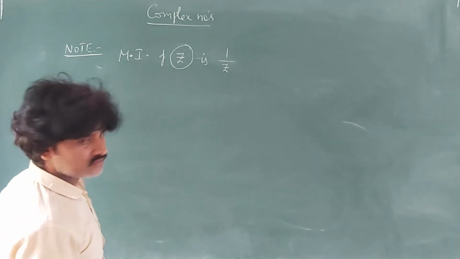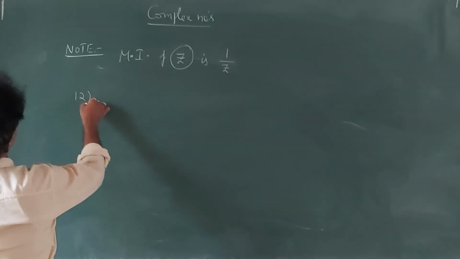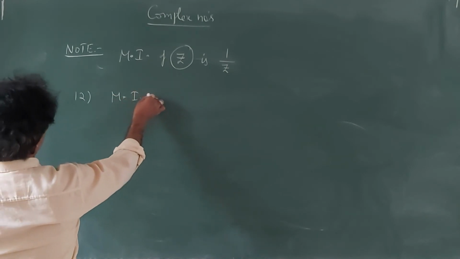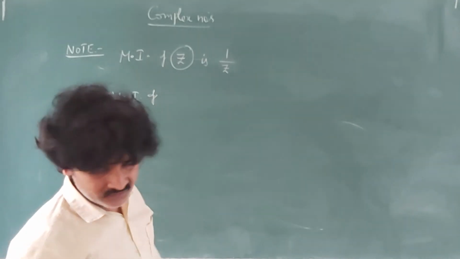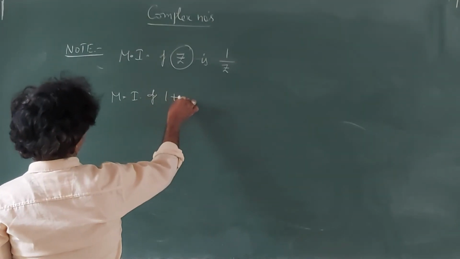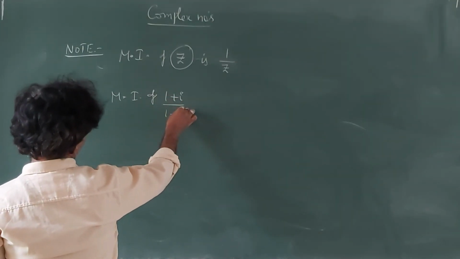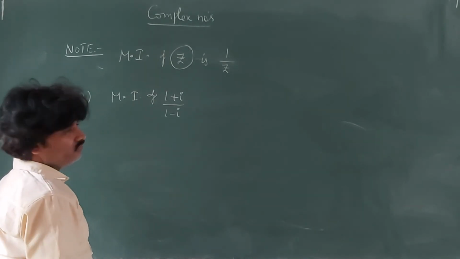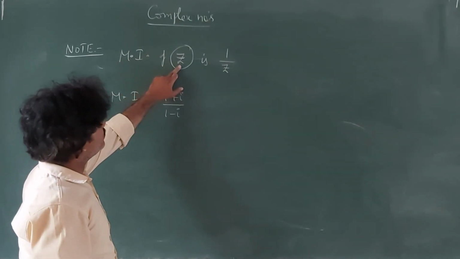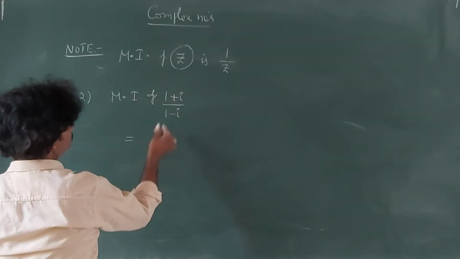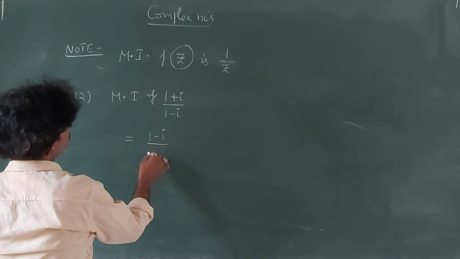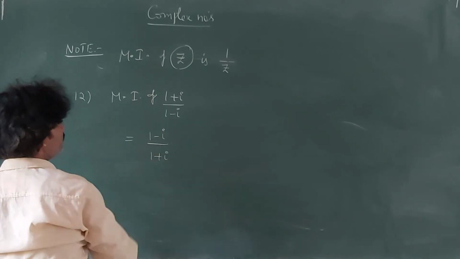Now the 12th one is also the same. What is the question? Multiplicative inverse of some complex number they gave. What is that? (1 plus i) by (1 minus i). Multiplicative inverse of any complex number is its reciprocal, 1 by Z. So the multiplicative inverse of this one is also its reciprocal, (1 minus i) by (1 plus i).